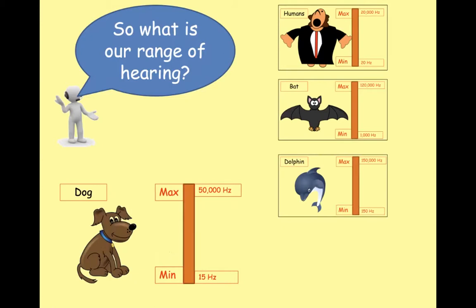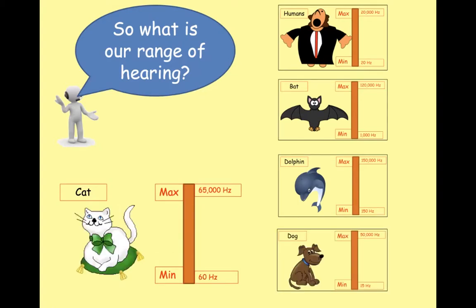A dog, minimum of 15 hertz, maximum of 50,000 hertz. All right. Cat. A cat is 60 hertz minimum, maximum is 65,000 hertz.